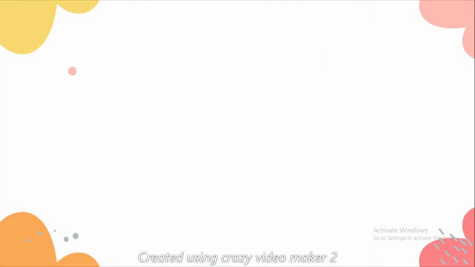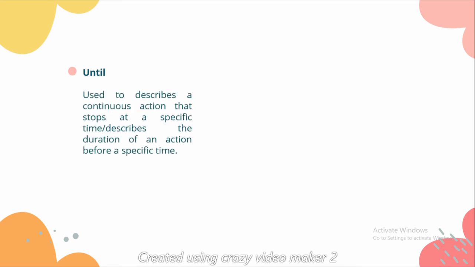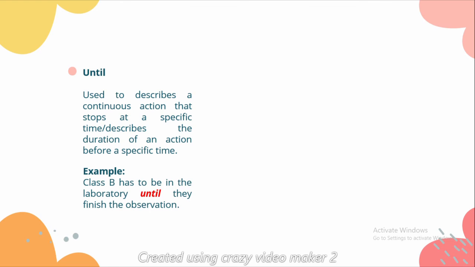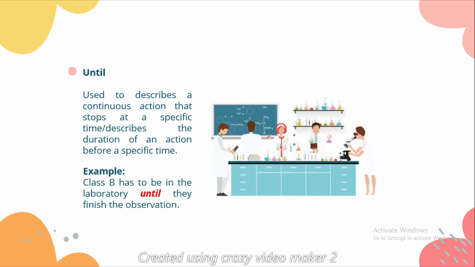The last is preposition until. Used to describe a continuous action that stops at a specific time or describes the duration of an action before a specific time. For example, class B has to be in the laboratory until they finish the observation.